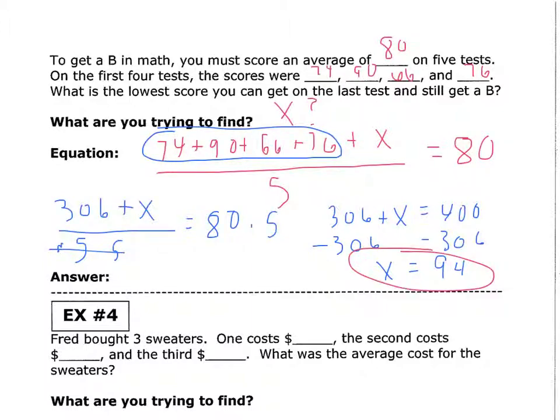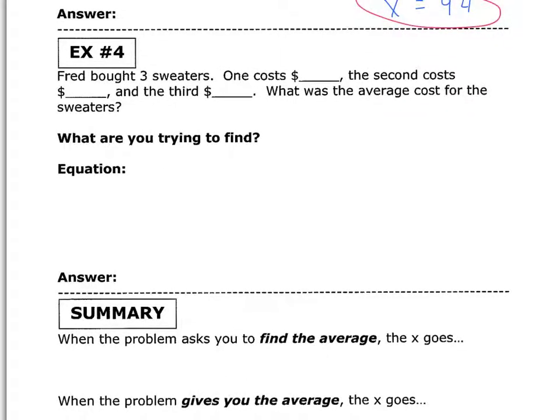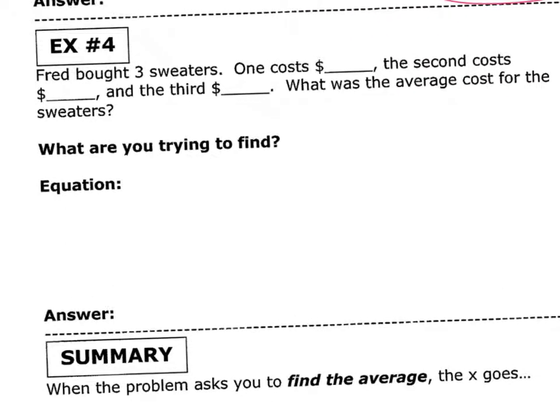Okay, so last problem. Okay, so it says Fred bought 3 sweaters, and one is going to cost $9.41. The second's going to cost $7.58, and the third is $8.48. Okay, what was the average cost for the sweaters? I'm going to let you go ahead and figure that one out. Okay, remember, you're just finding the mean. Okay, so that one's not too bad.